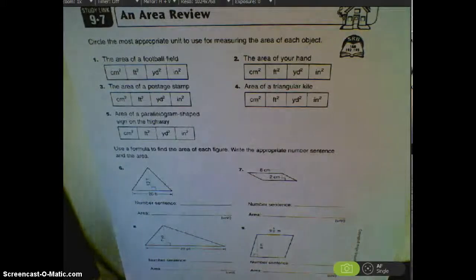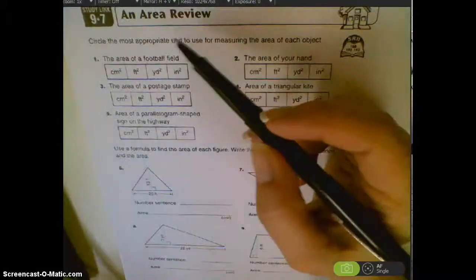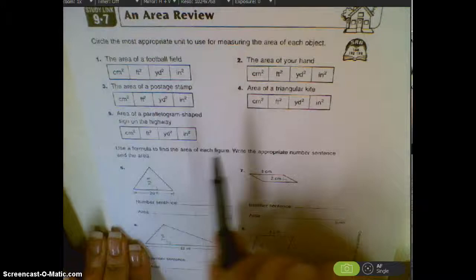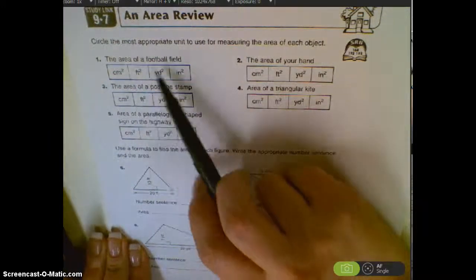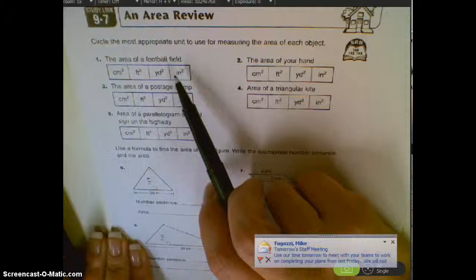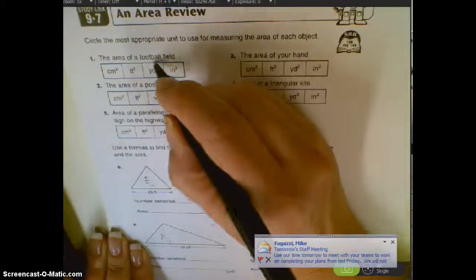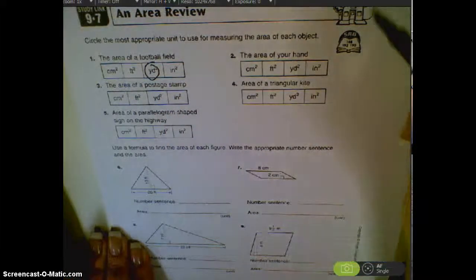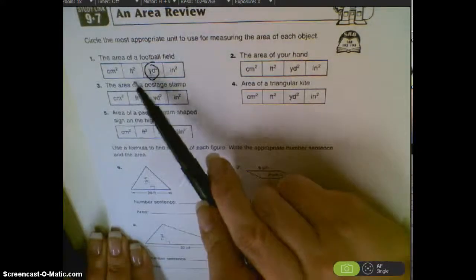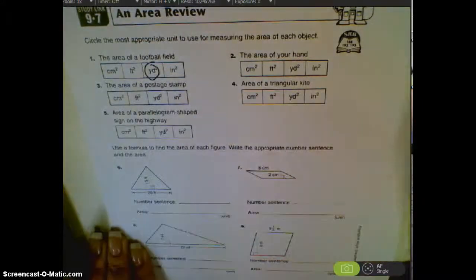Okay, fifth graders, so for your homework tonight, we need to figure out first up here which one would be the most appropriate measurement. So if we're talking about the area of a football field, and if you're a football fan, you probably know that they are measured in yards, because they'll talk about the 50-yard line and the 30-yard line. Feet would also work, but typically they're measured in yards.